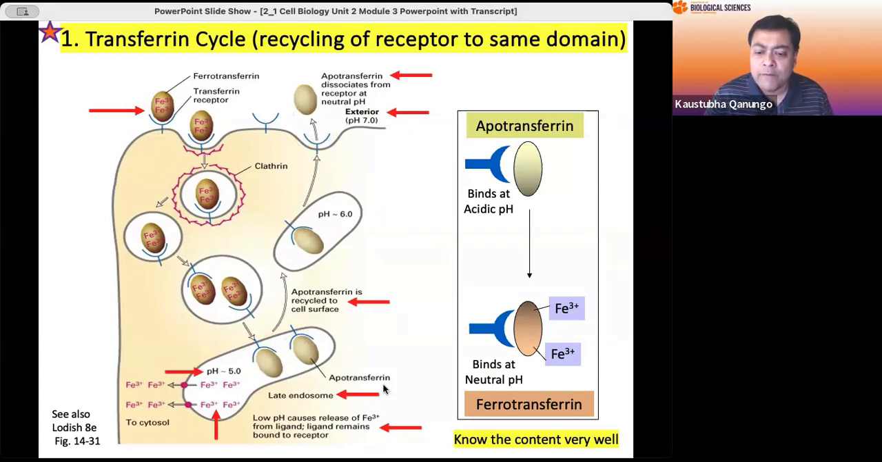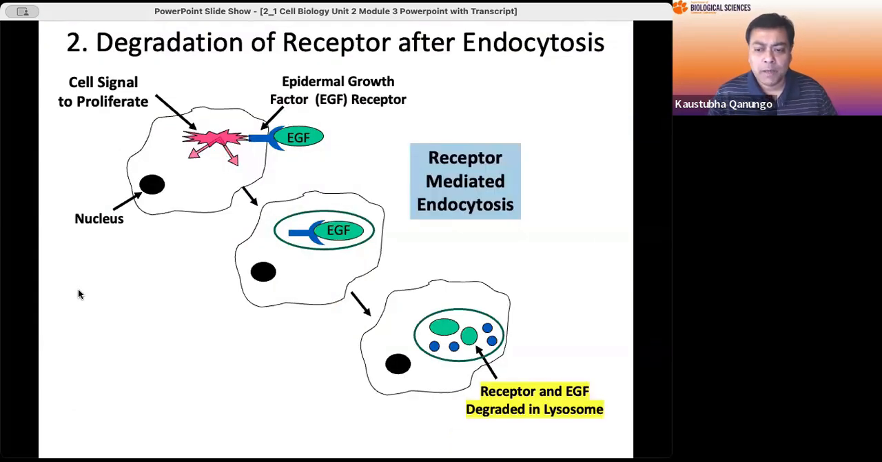Know the content very well. Acidic pH, apotransferrin binds. Neutral pH, ferrotransferrin binds. And in neutral pH, apotransferrin is released in a normal condition. But in a disease condition, if there is a mutation where it cannot sense the neutral pH, then the apotransferrin will not be released. So just remember what the possibilities are.